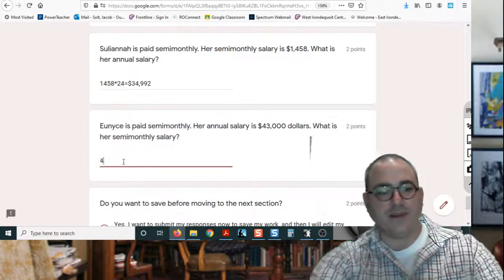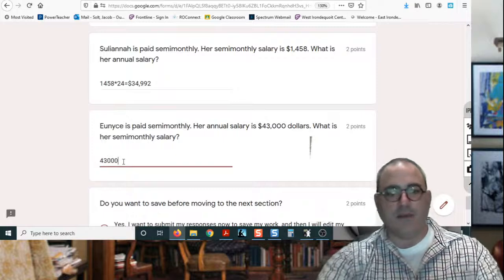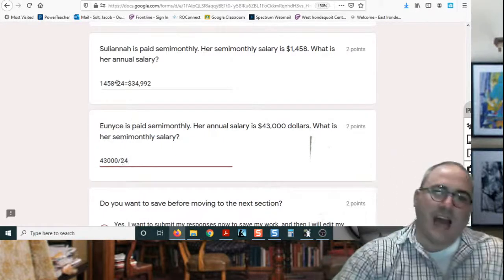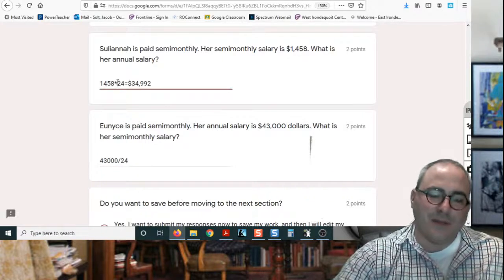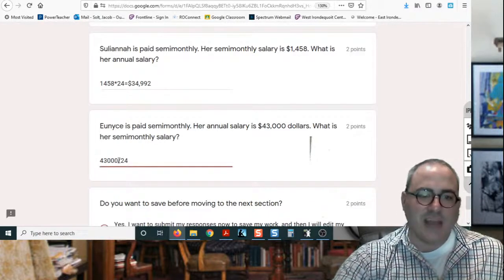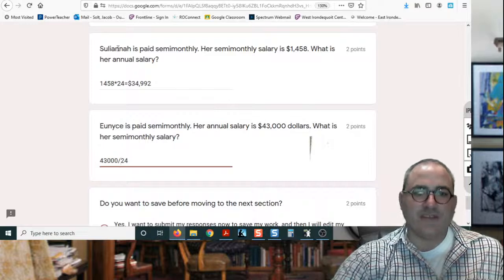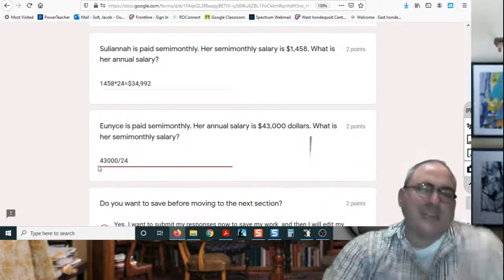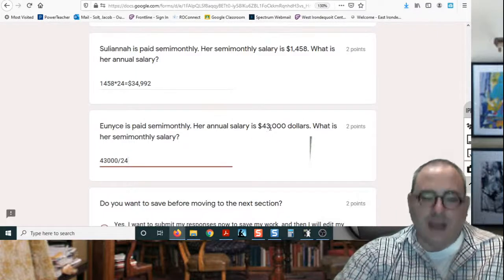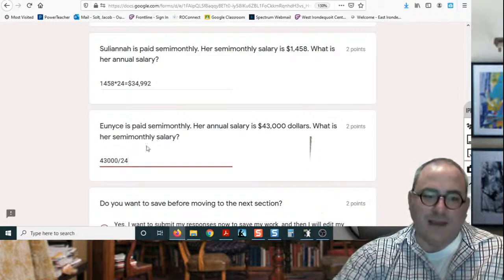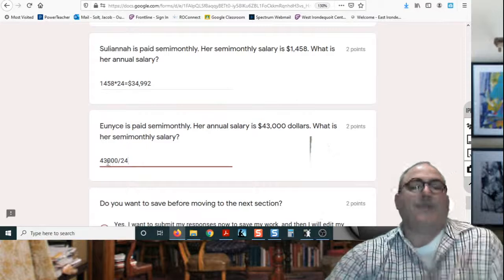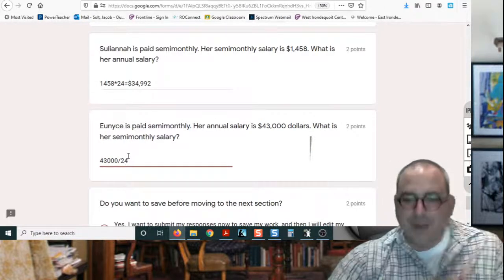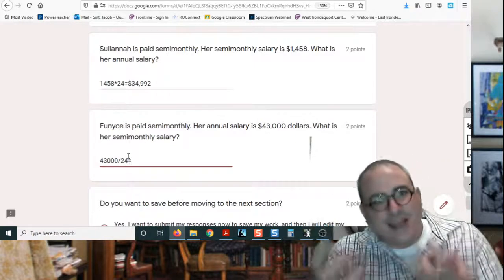Let's see, 43,000. Am I going to multiply by 24? No. I'm going to divide by 24. I'm going to do the opposite of what I did up here. Before, I multiplied by 24; now I'm doing the inverse operation. Multiplication and division are inverse operations, all right? I know the annual and I want to find the semi-monthly. So I need to break up this 43,000 into 24 equal parts, and to break something up into equal parts, I'm dividing.